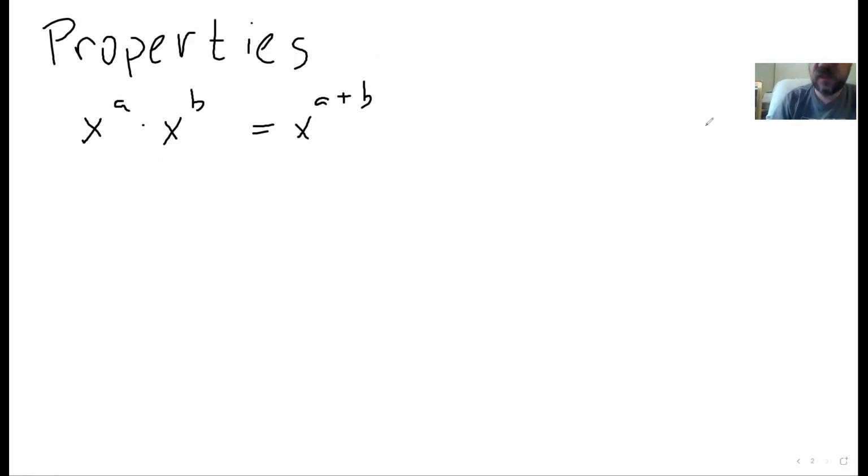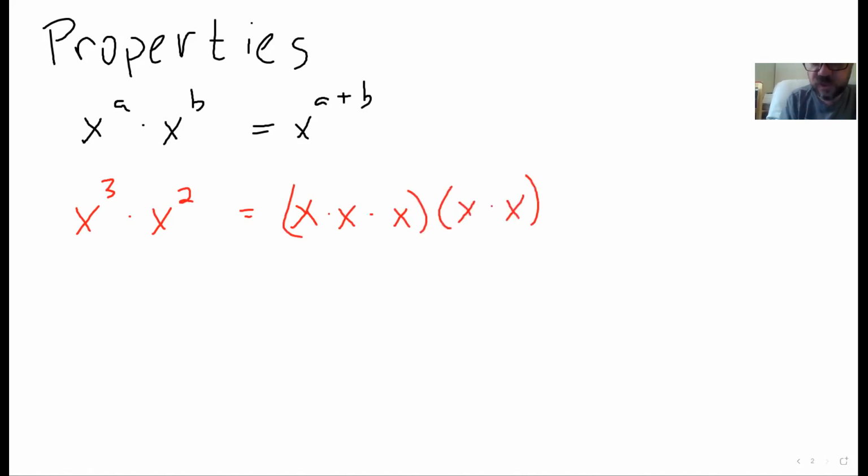The reason for that is this. Let's do this guy in red. Let's say I had x to the third times x to the second, right? So what that really means is x to the third is just x times x times x, and x to the second is x times x, right? That's literally just the definition. And so now I have 5 x's that I'm multiplying together, right? It's all multiplication, so x to the fifth.